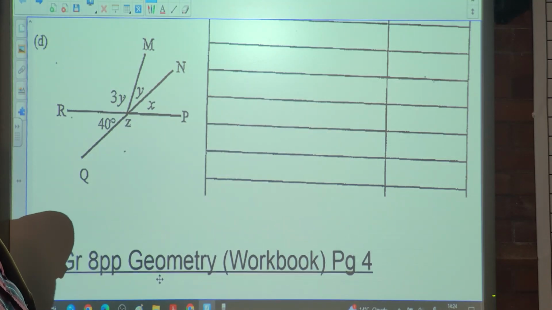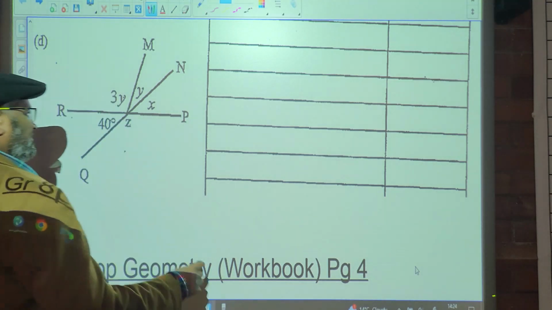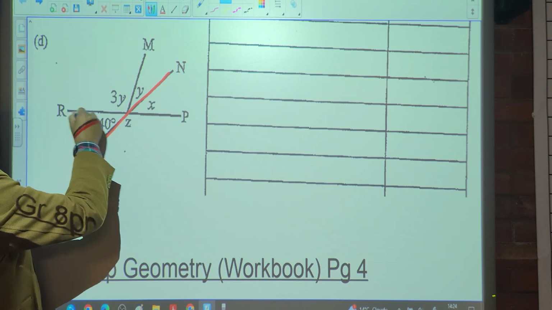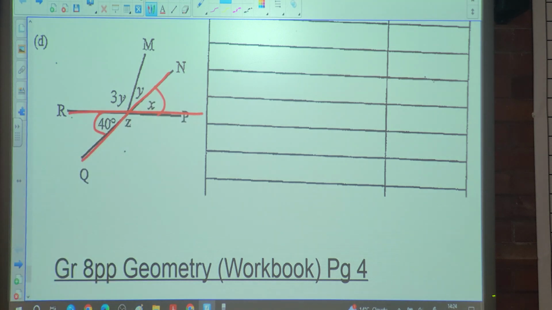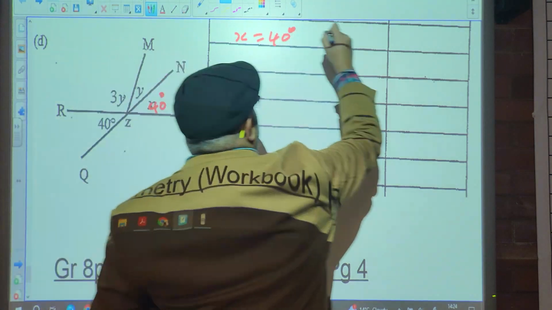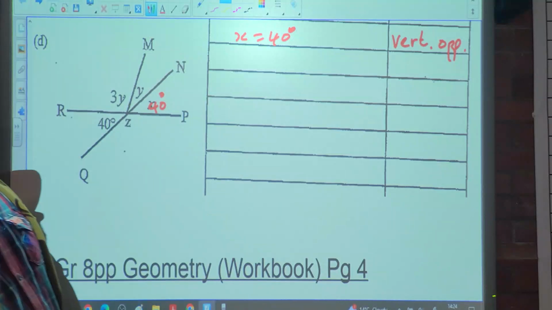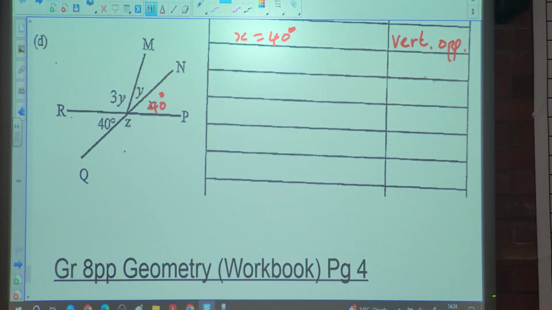Let's look at D. We've got x, y, and z that need to be solved here. Where do we start? X. X is? Vertically. The stuff is so easy. I'm sure you guys are getting frustrated that you're doing such easy things at high school. X is 40. Why is x 40? Vertically opposite.